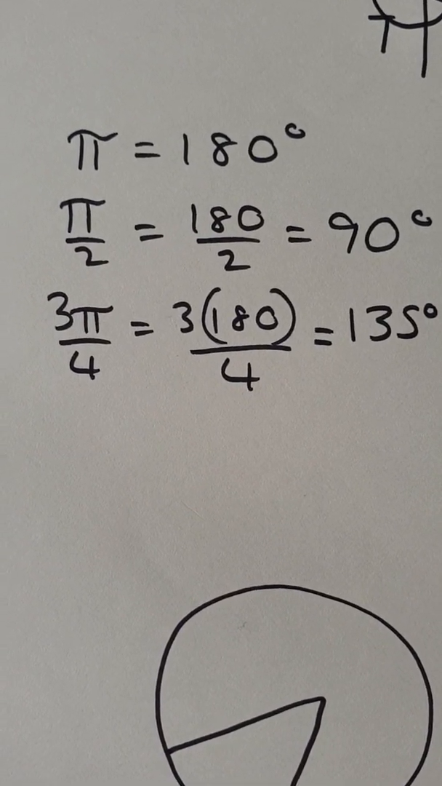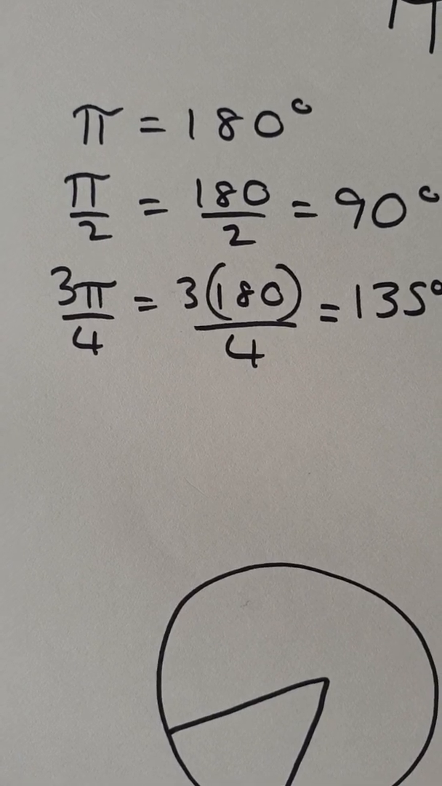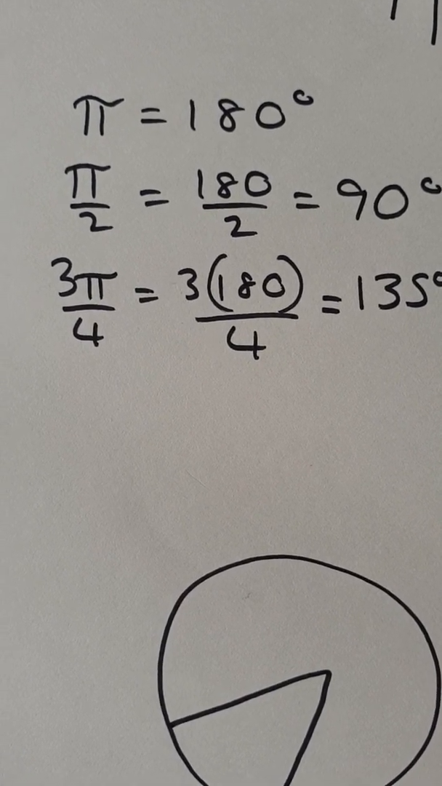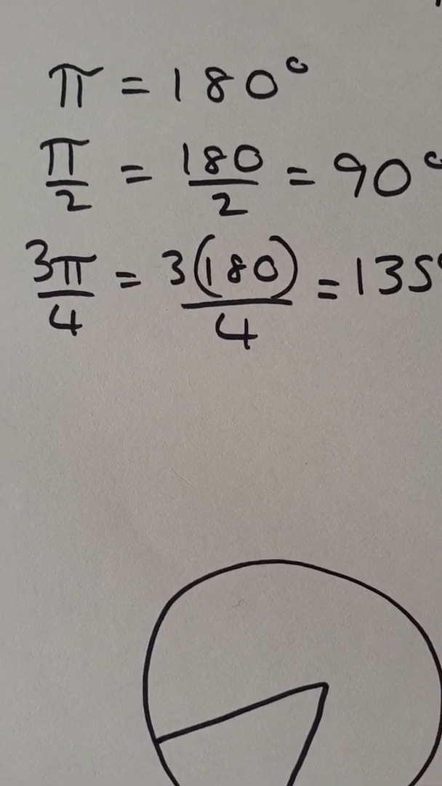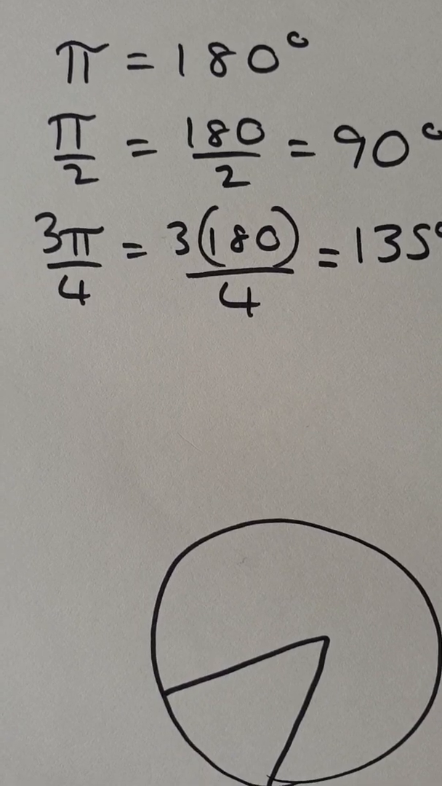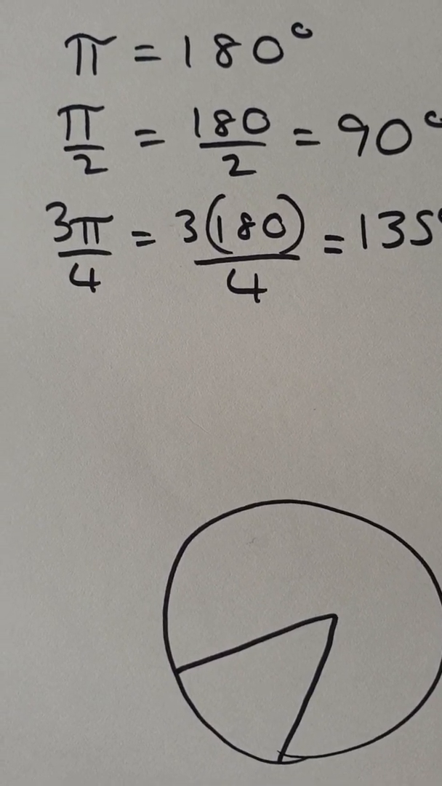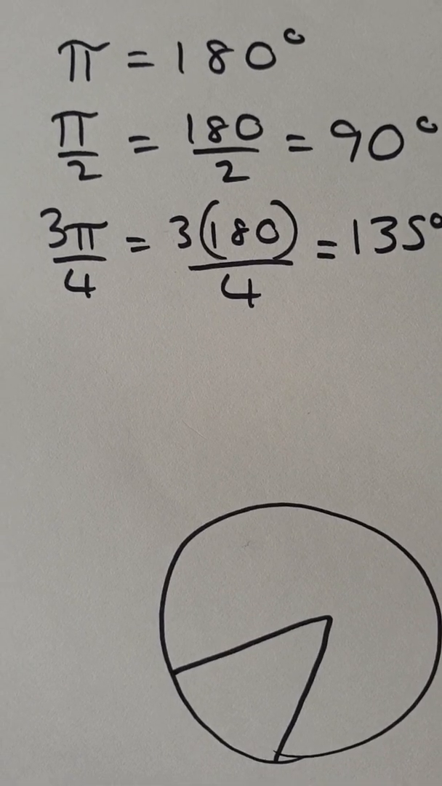Okay, radians is often measured in pi, and pi is equivalent to 180 degrees. So when we're dealing with radians, there's normally a pi, or they can use decimals, but you just need to know that pi is equivalent to 180 degrees. Pi over 2 is 180 over 2, which is 90 degrees, and 3 pi over 4 is 3 times 180 over 4, which is 135 degrees.